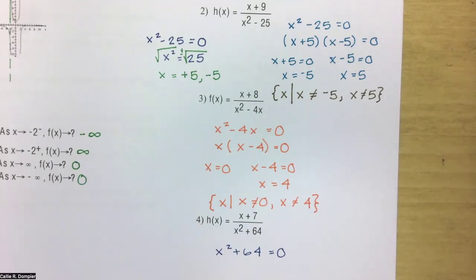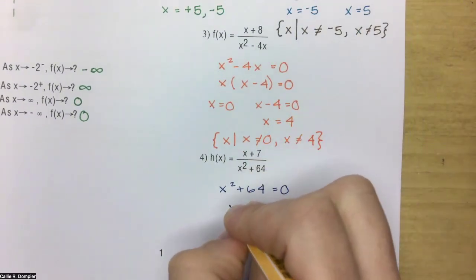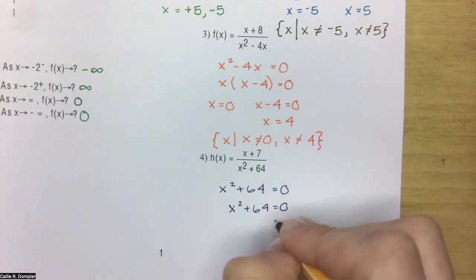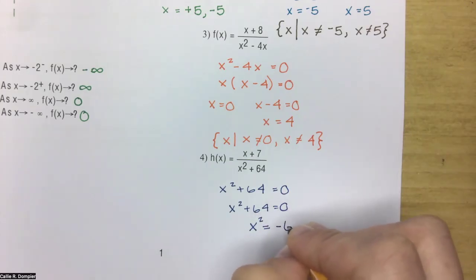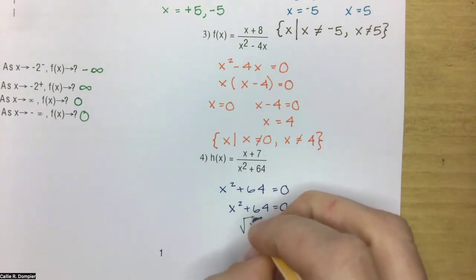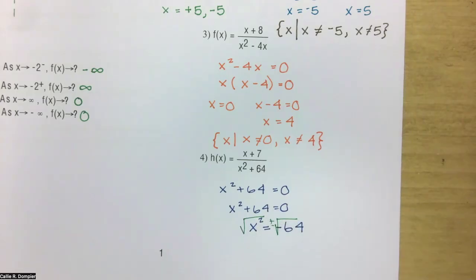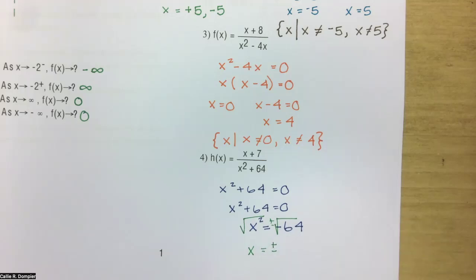We can use the square root method, right? So x squared plus 64 equals 0. Subtract 64 from both sides, we get x squared equals negative 64. Take the square root of both of those. Square root of x squared becomes plus or minus square root of negative 64. That means we have x equals a negative or a positive.